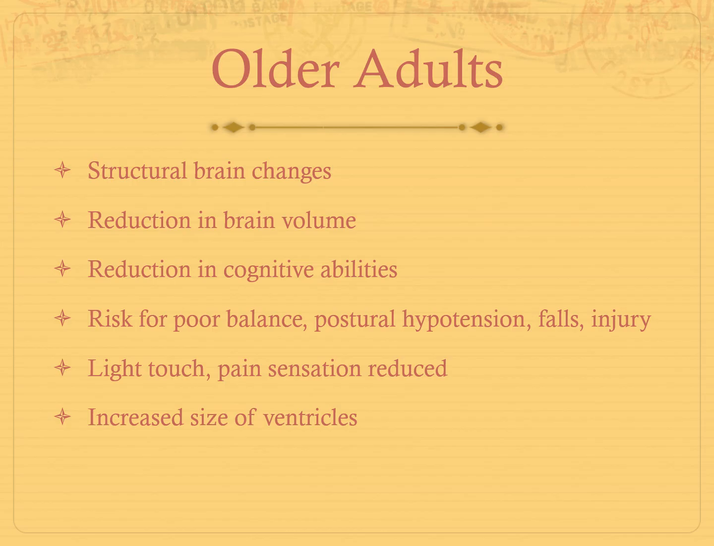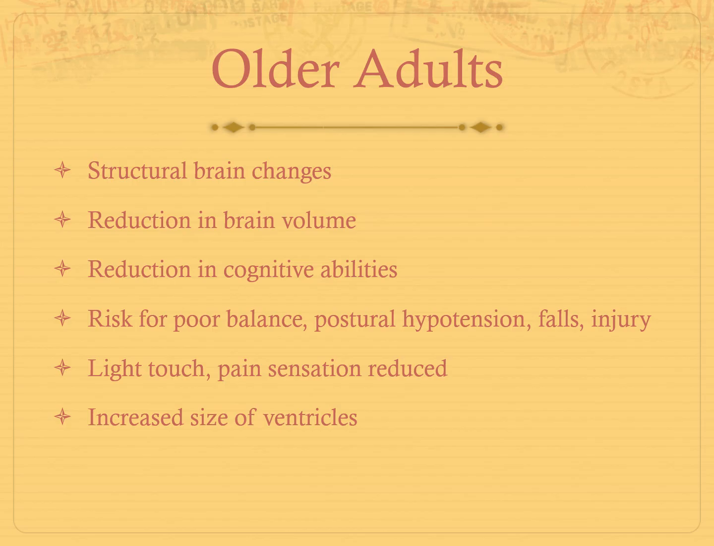Increased risk for poor balance, postural hypotension, falls, and injury. Neurologic aging also affects balance and mobility. Several factors contribute to this fall risk, including slower nerve conduction, decreased muscle strength, reduced proprioception, changes in vision, vestibular dysfunction, and delayed reaction times. That's going to contribute to poor balance, postural hypotension, falls, and injury. Always assess for that.